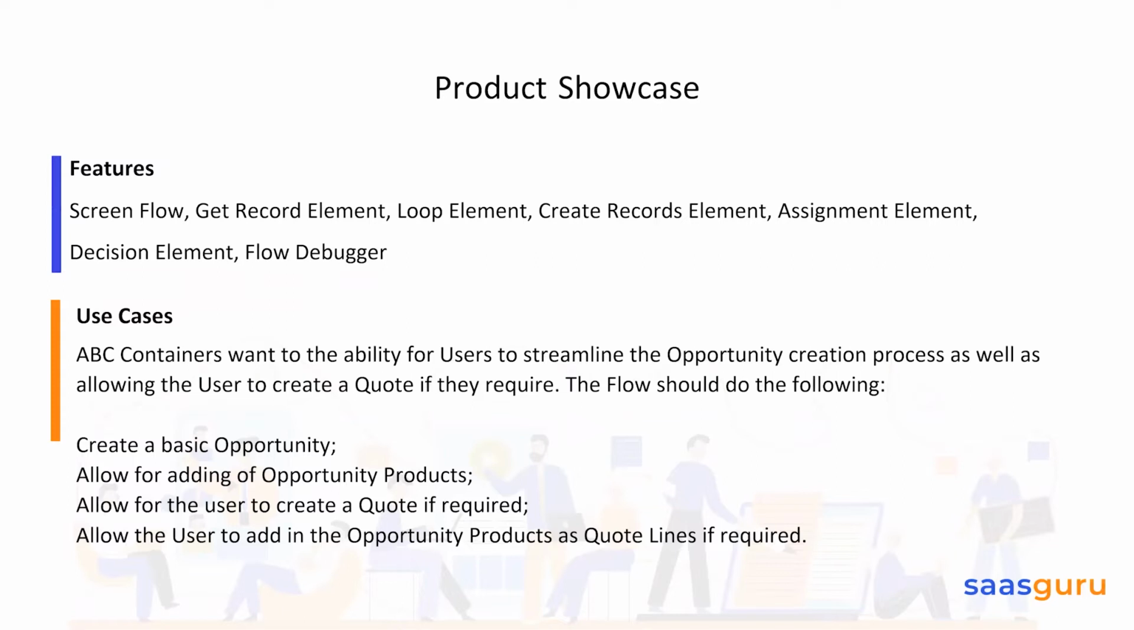Now, a product showcase tonight, and what we'll be going through is essentially a screen flow. We'll touch on many different features, which I'll talk through as we go through the flow. The use case tonight is that ABC Containers want the ability for users to streamline the opportunity creation process, as well as allowing users to create a quote if they require. The flow should do the following. It should create a basic opportunity. It should allow for the adding of opportunity products. It should allow the user to create a quote if required, and allow the user to add in opportunity products as quote lines as required.